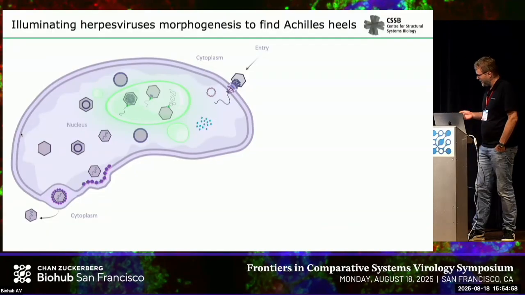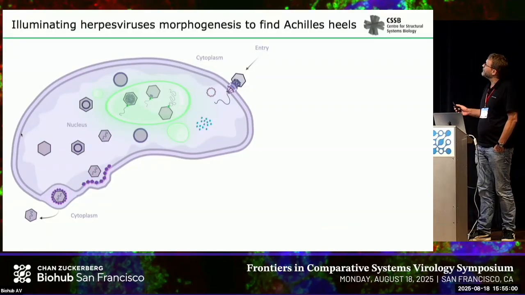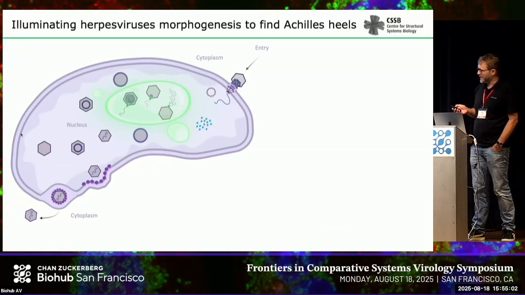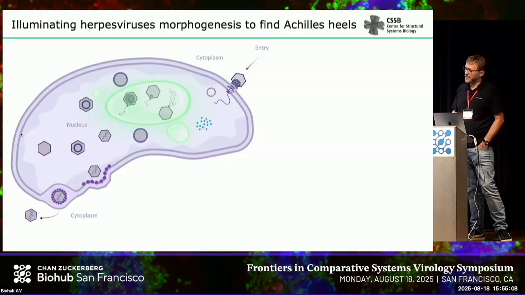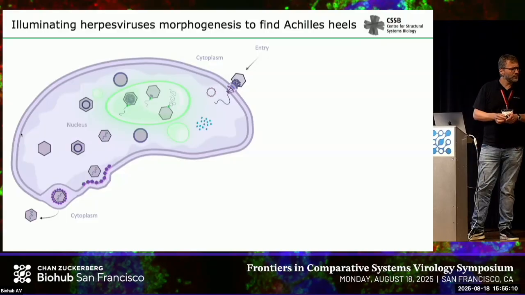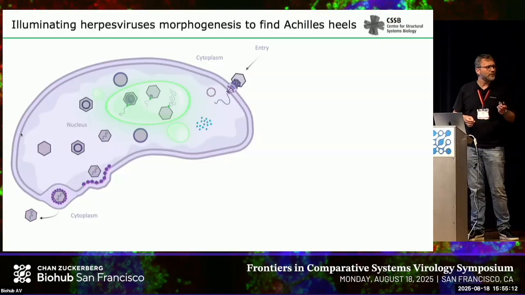The first thing we are interested in is morphogenesis. That's basically how virus particles come together and how they, for example, leave the nucleus, as you can see here.